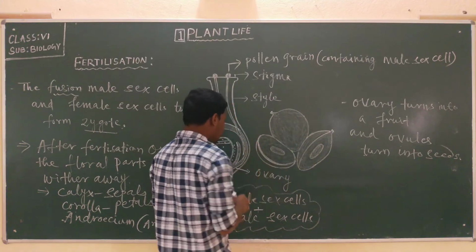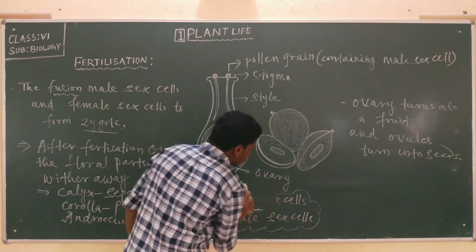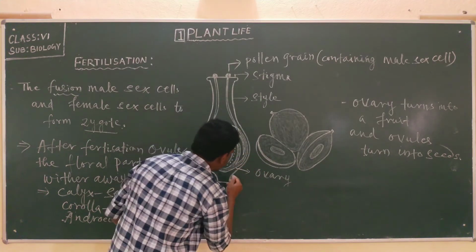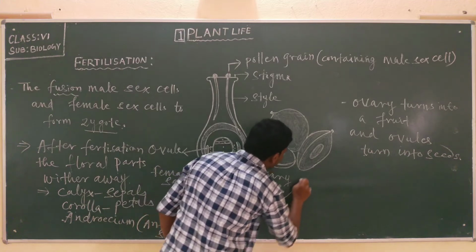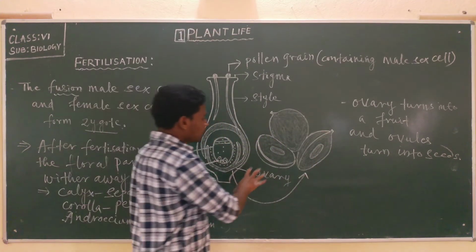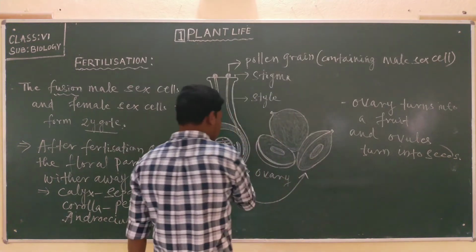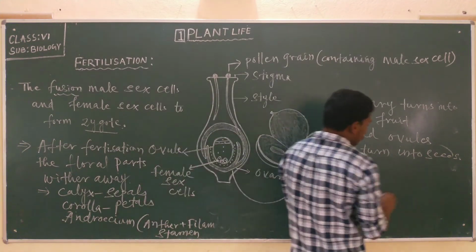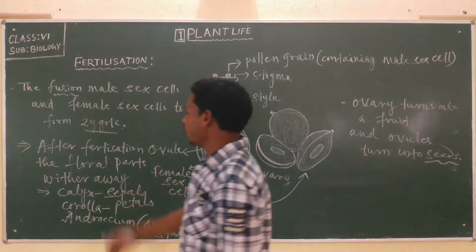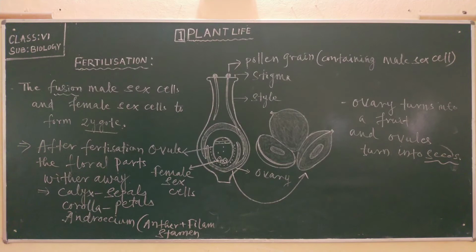Okay, the fruit here is formed from the ovary. The ovary that is present is going to form fruit, and the ovules that are present are going to convert into seeds. When? After fertilization. All this process takes place after fertilization.